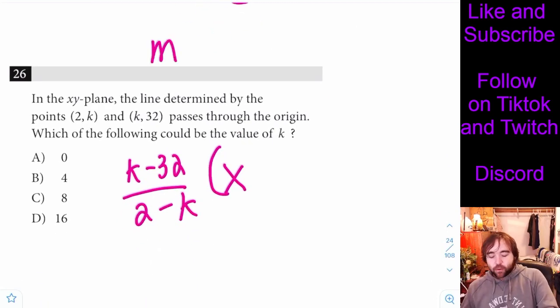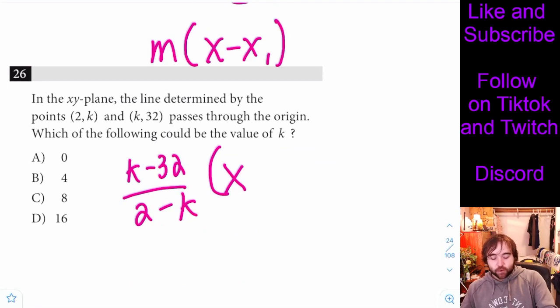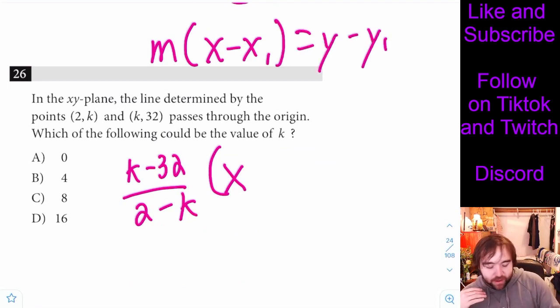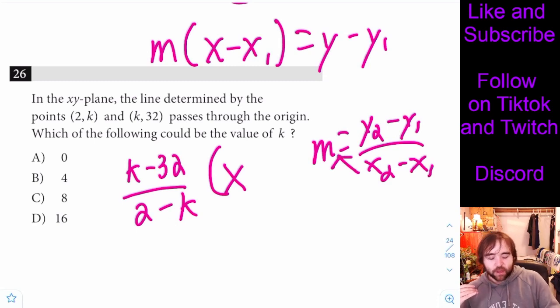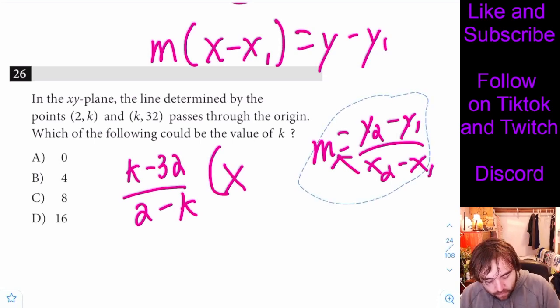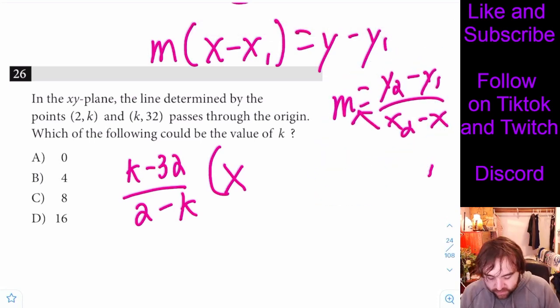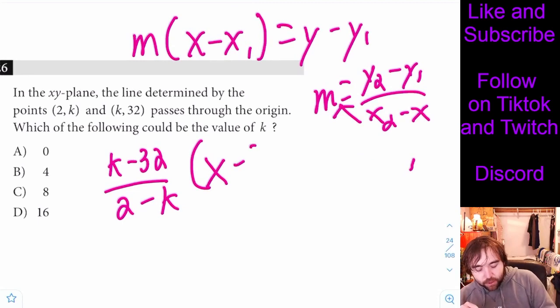Point-slope form. Point-slope form is the slope times x minus the x coordinate equals y minus the y coordinate. It comes from just the formula for slope. The m is y2 minus y1 over x2 minus x1. And then you cross multiply, multiplying both sides by that. So that's where the formula comes from, and that's what I'm going to use for something like this. I'll use the first point, so 2 and K.